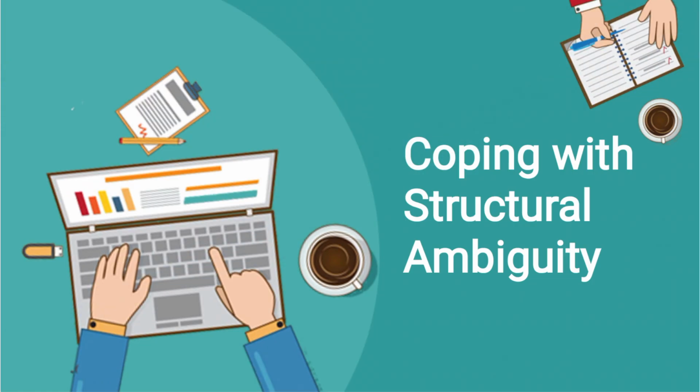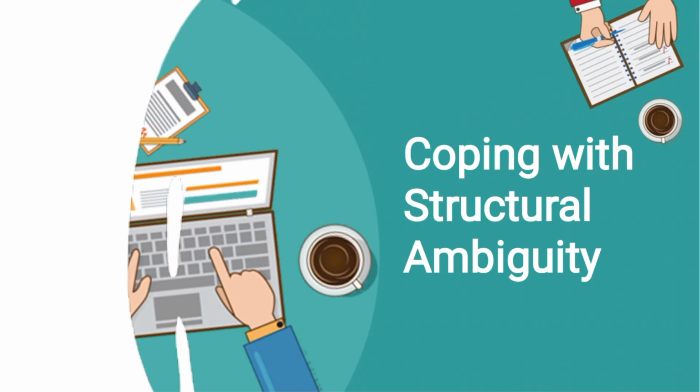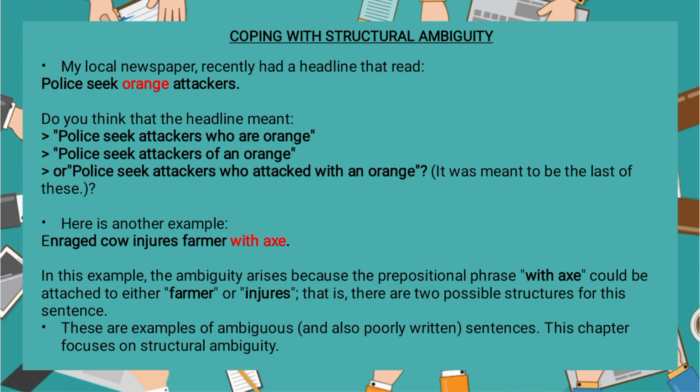The next topic is all about coping with structural ambiguity. Here, the newspaper headline "Police Seek Orange Attackers" is ambiguous because it could be interpreted in a few different ways. The problem is that the sentence is written in a way that makes it unclear which interpretation is correct. This is an example of structural ambiguity, where the way the sentence is put together creates multiple possible meanings. These examples show how important it is to write clearly and avoid ambiguity, especially in news headlines where information needs to be conveyed accurately and quickly.